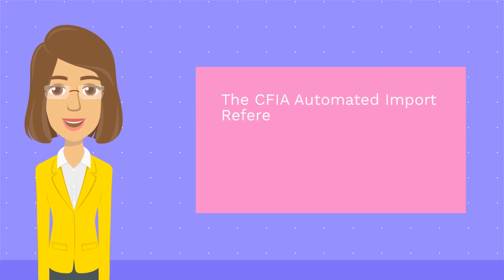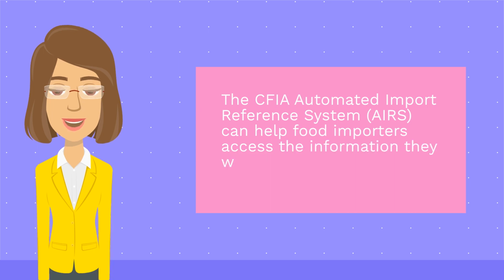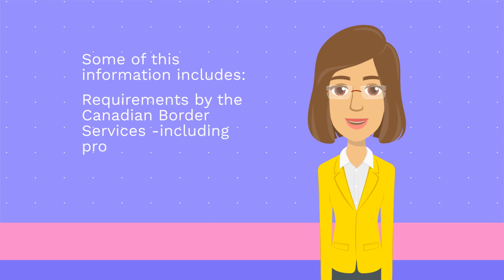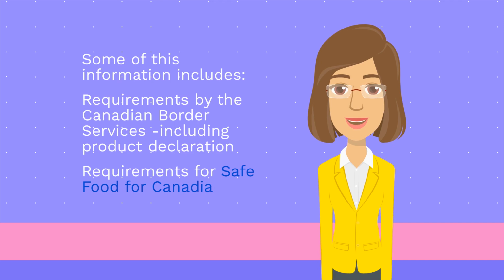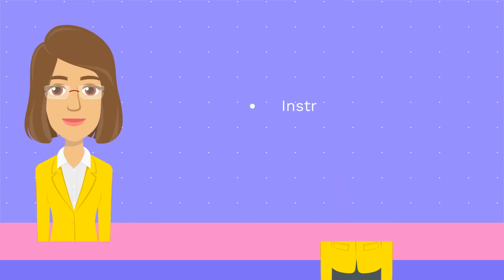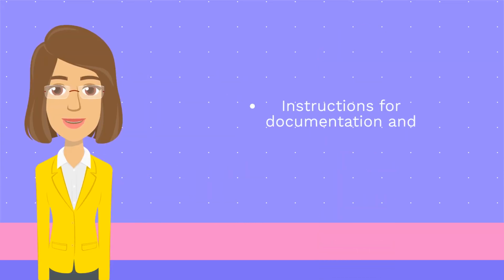The CFIA Automated Import Reference System, AIRS, can help food importers access the information they will need to import food successfully into Canada. Some of this information includes requirements by the Canadian Border Services, including product declaration, requirements for safe food for Canadian regulations, CFIA, and preventive control plan, instructions for documentation, condition of import, HS code.